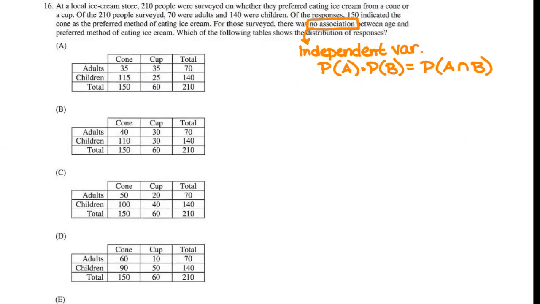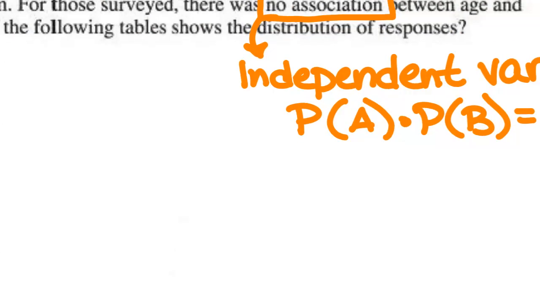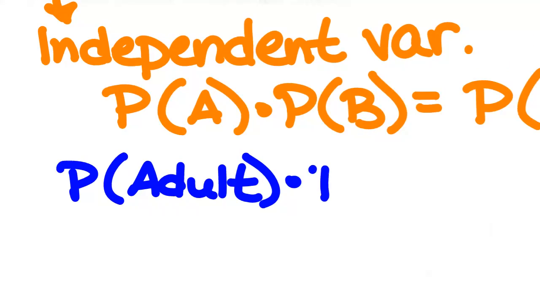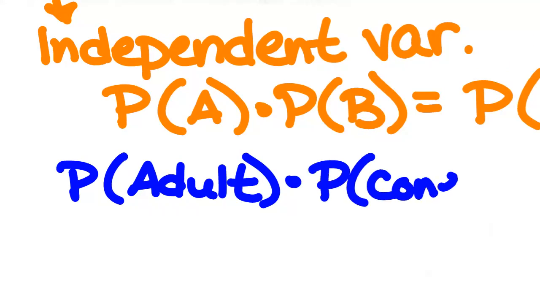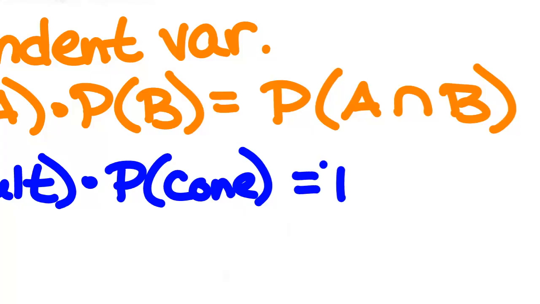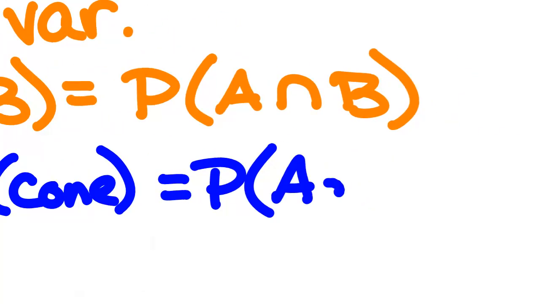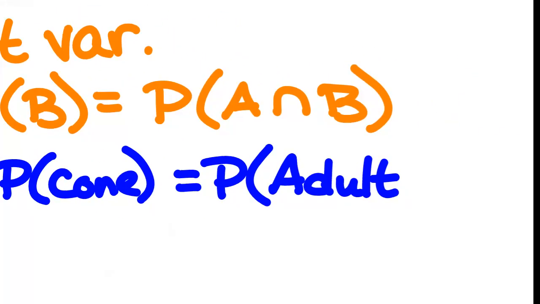So I'm going to pick one of the categories for age and one of the categories for how they like to eat their ice cream. I'm going to go ahead and just do adults and cone. So we should have the probability of adult times the probability that they prefer a cone. And that will give me the probability that they are an adult and they prefer a cone.